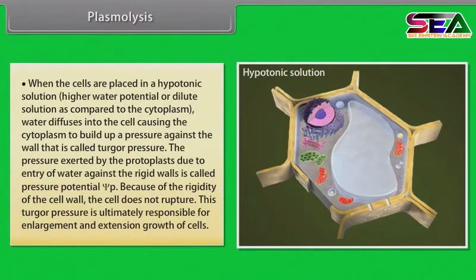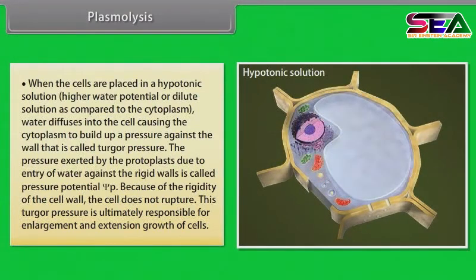When the cells are placed in a hypotonic solution, which means higher water potential or a dilute solution as compared to the cytoplasm, water diffuses into the cell, causing the cytoplasm to build up a pressure against the wall that is called turgor pressure. The pressure exerted by the protoplasts due to entry of water against the rigid wall is called pressure potential. Because of the rigidity of the cell wall, the cell does not rupture. This turgor pressure is ultimately responsible for enlargement and extension growth of cells.